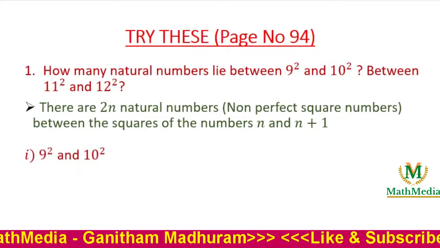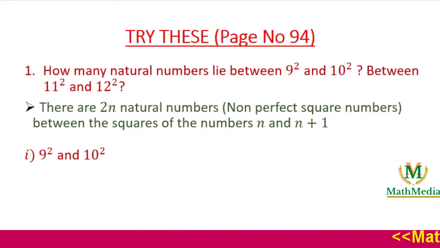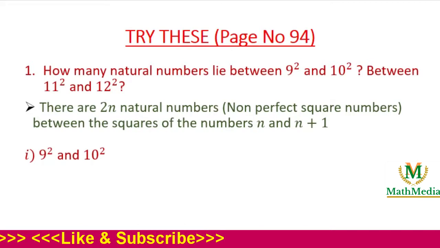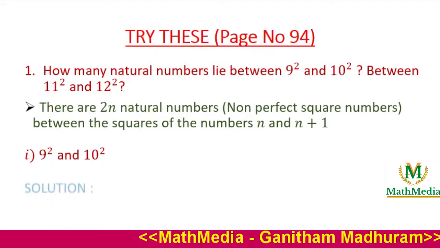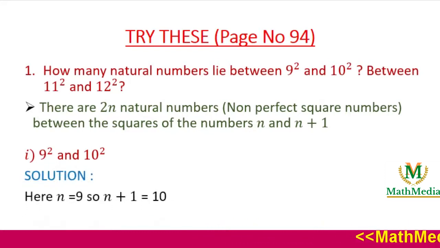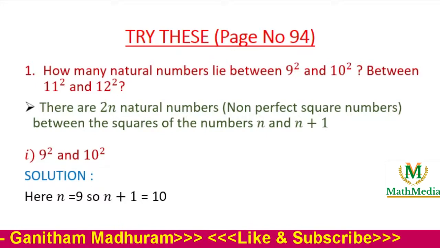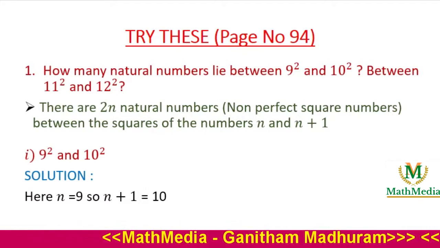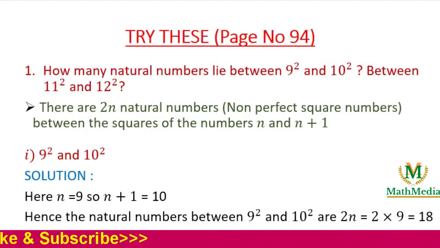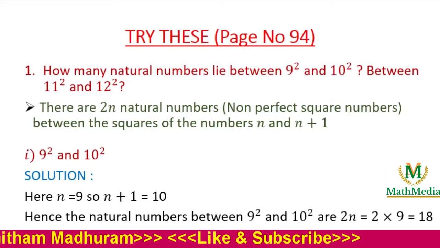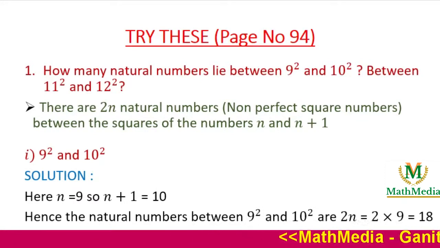Our first question: how many natural numbers are between 9 square and 10 square? We are taking the first number as n, that is 9 square, hence n equal to 9, and the number of natural numbers between 9 square and 10 square will be 2n, that is 2 into 9, that is 18. Hence 18 natural numbers lie between 9 square and 10 square.